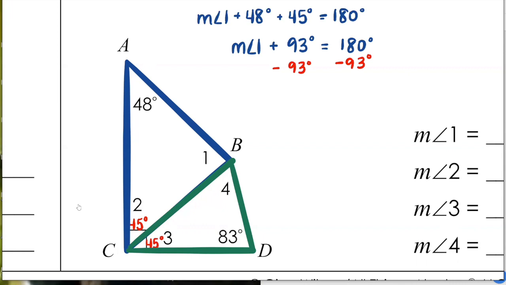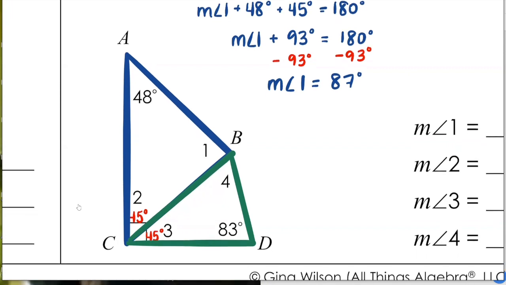So the measure of angle 1 is 87. For the green one, how are we going to set up our expression? Yeah, we're finding angle 4 now. Measure of 4 plus 45 plus 83 equals 180.